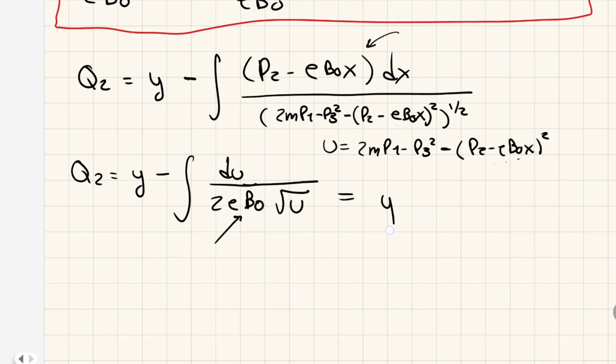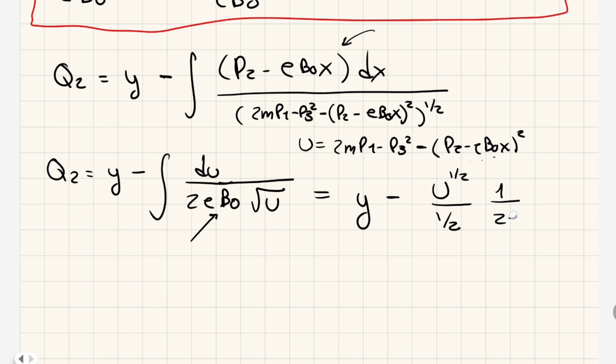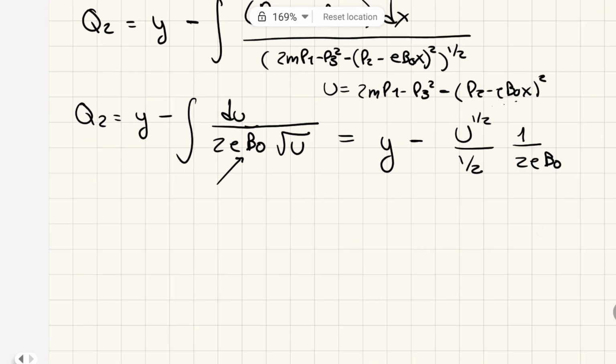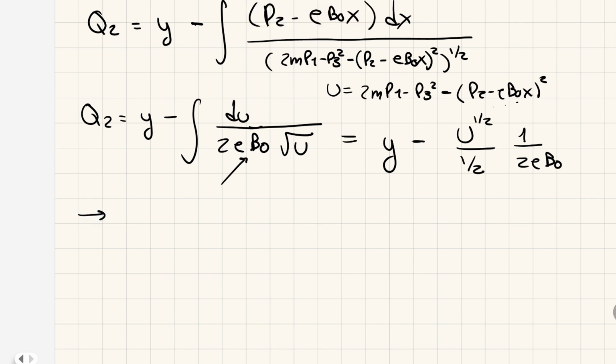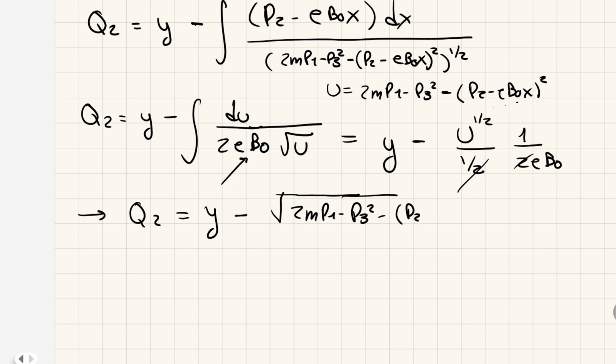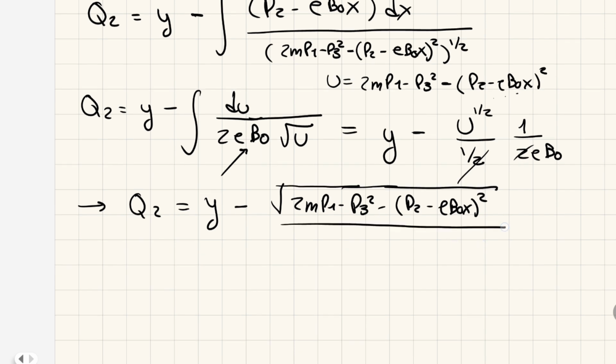It will be y minus u to the 1/2 divided by 1/2, and then this multiplies 1 divided by 2eB0. Perfect. So these 2 can cancel with this, and we will get that q2 is equal to y minus the square root of u, that is 2mP1 minus P3 squared minus P2 minus eB0x squared, and then this is divided by eB0. Okay, perfect.